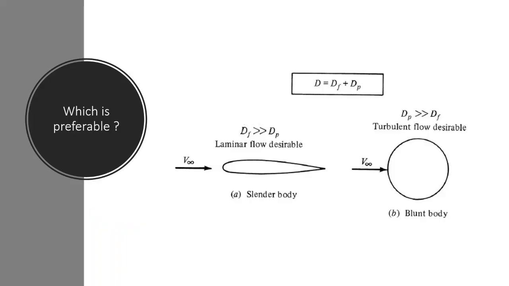The drag force for any body is the sum of the skin friction drag and the pressure drag. Since flow separation occurs later in turbulent flow as discussed previously, pressure drag is smaller for turbulent flow. In general, laminar flow is better for slender bodies like airfoils since friction drag is much greater than pressure drag. Turbulent flow is better for blunt bodies like a sphere or a cylindrical object since pressure drag is more dominant than skin friction drag.